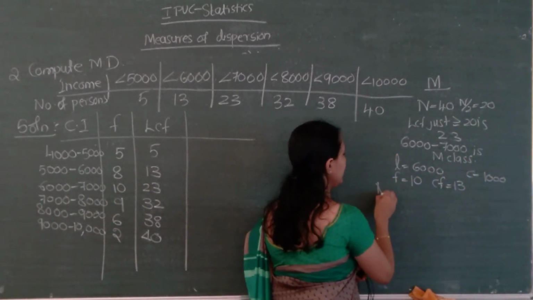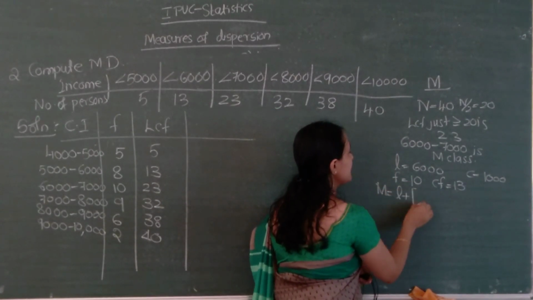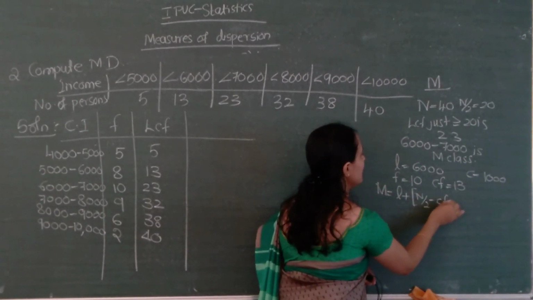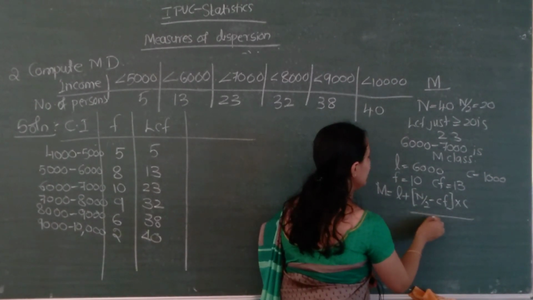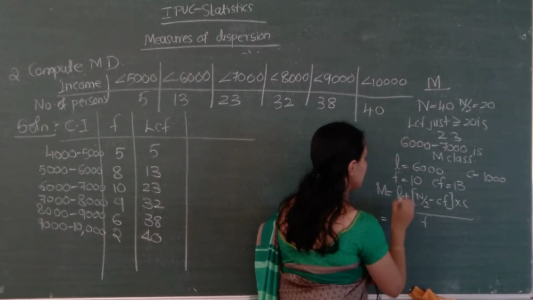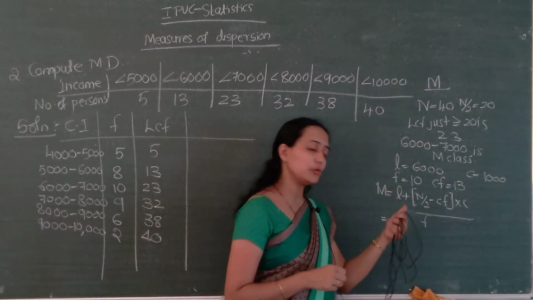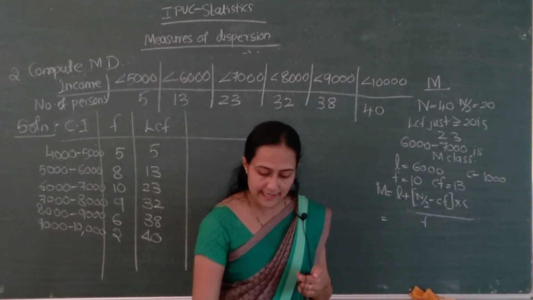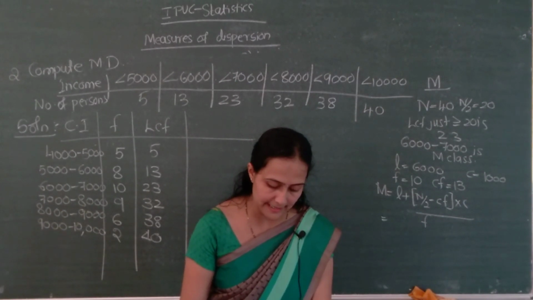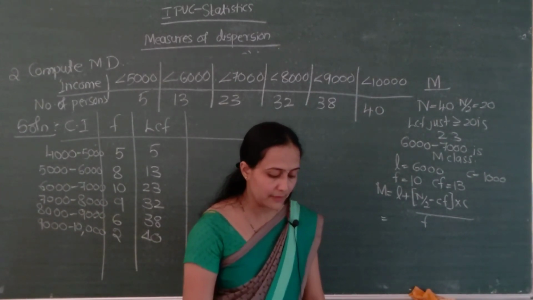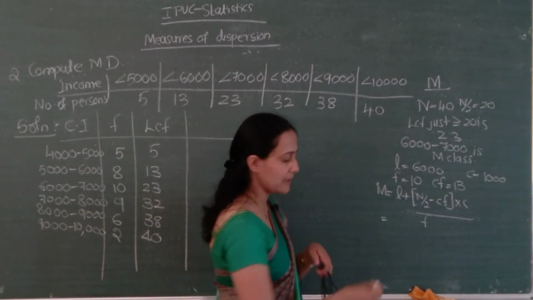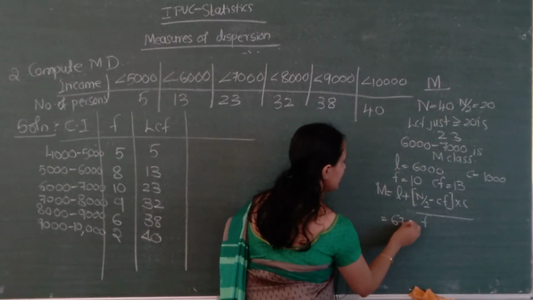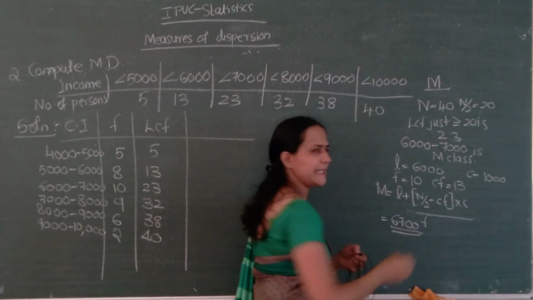I will write the formula. Median equals L plus N by 2 minus CF, into C, divided by F. C is a separate term. So first we have to do this much. Next we have to add L. So the median answer is, sorry, the median is 6700. Hope it is clear.